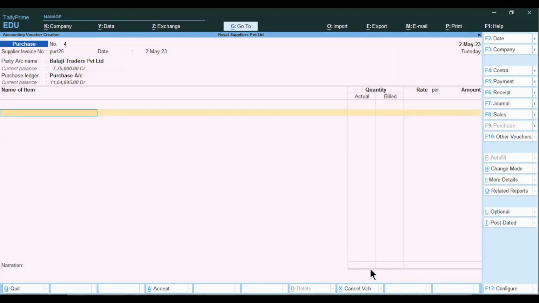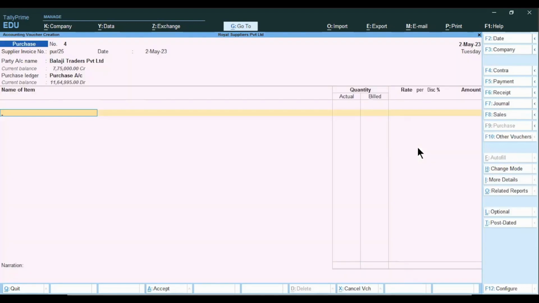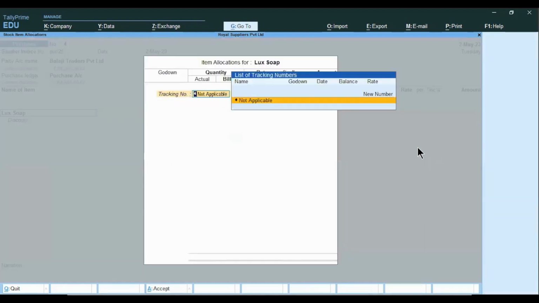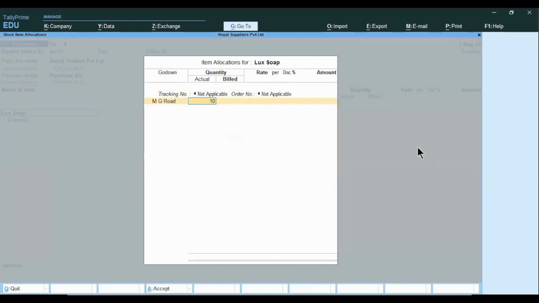Now we have these two columns, actual and bill quantity. Okay, and now we want another column known as discount column. For that I'm pressing F11 from my keyboard and enable the question use discount column in invoices. Yes. So we are purchasing Lux soap. There are no offers available at present. So we are buying 100 units.